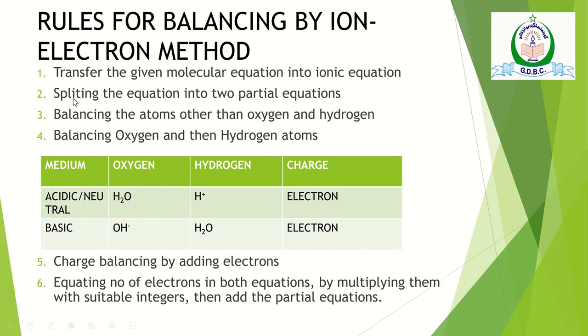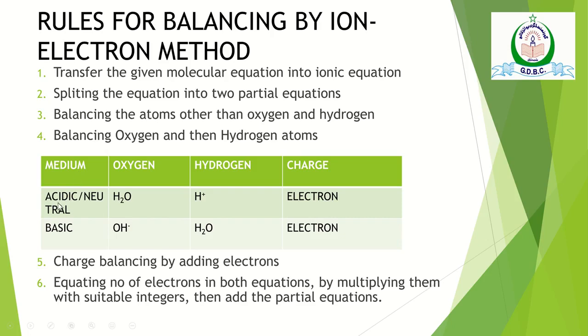Rule number 2, splitting the equation into two partial equations. Coming to rule number 3, balancing the atoms other than oxygen and hydrogen. Then balancing oxygen and then the hydrogen atoms. So for this purpose, we need to know the medium of the equation.